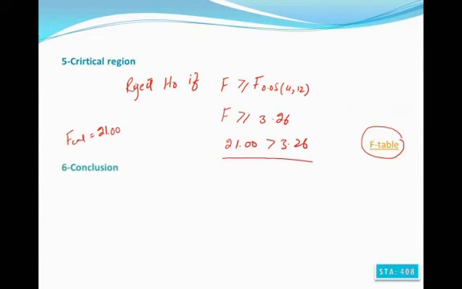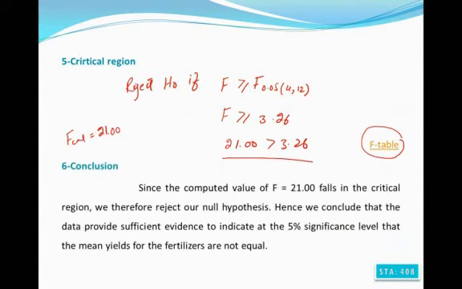The conclusion is, since the computed value of F, 21, falls in the critical region, we therefore reject our null hypothesis. Hence, we conclude that the data provides sufficient evidence to indicate at the 5% significance level that the mean yields for 5 fertilizers are not equal. इस एग्जाम्पल में आपसे यही कहा गया था कि आप एनालाइज करें फॉर द एविडेंस कि 5% लेवल पे मीन यील्ड्स इक्वल नहीं है फॉर द 5 fertilizers. So our analysis also shows that the mean yields for the fertilizers are not equal.